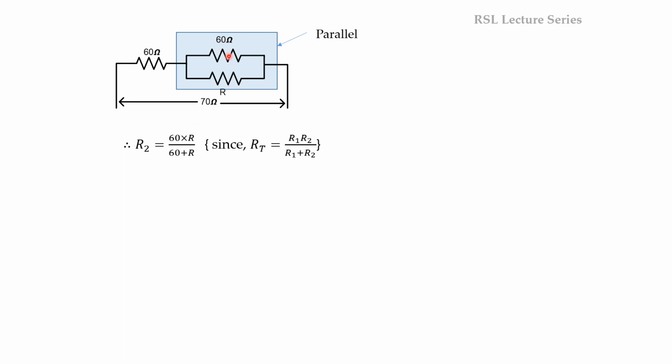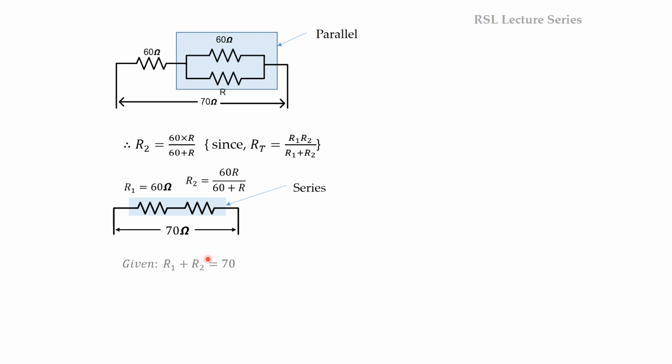So let us consider this combination as R2 and let this be R1. Now the total resistance value is given, that is R1 plus R2 is equal to 70. So we all know this is connected in series. Only one end is connected. This R1 and R2 are connected in series whose value is 70. So now we'll substitute these values. 60 plus 60R divided by 60 plus R is equal to 70.